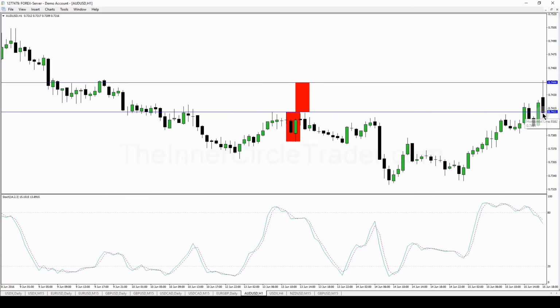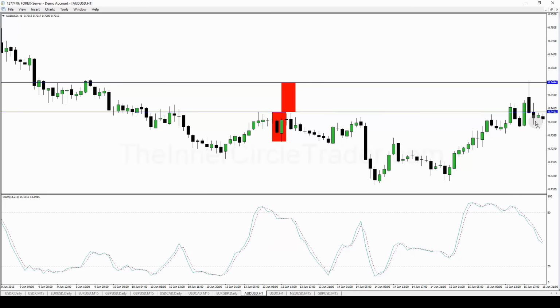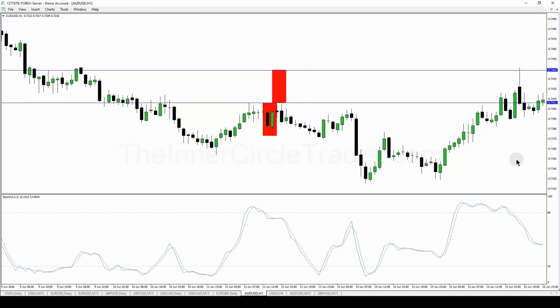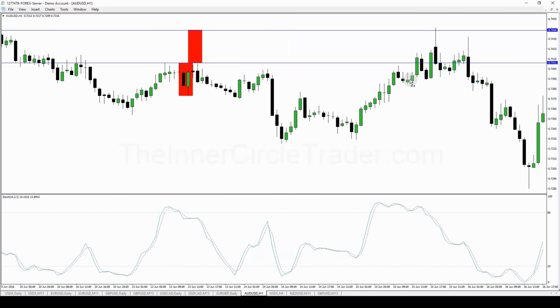The high comes in at 74.46, off by 1 pip. And there you go. You have a market move right to a specific price level, running the double top out. And then there's your move as a subsequent down move running out the liquidity below these lows.